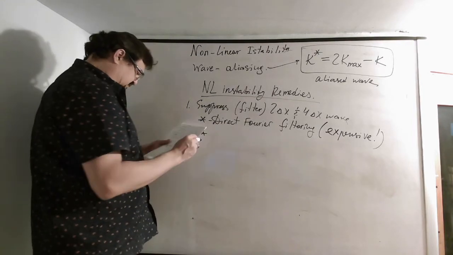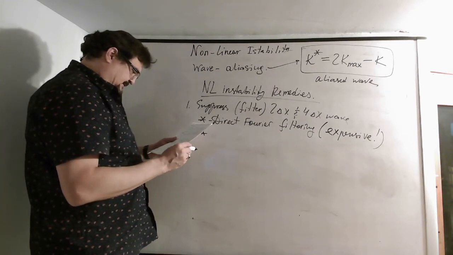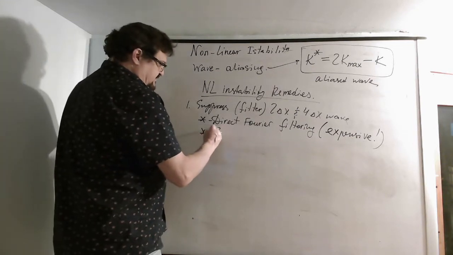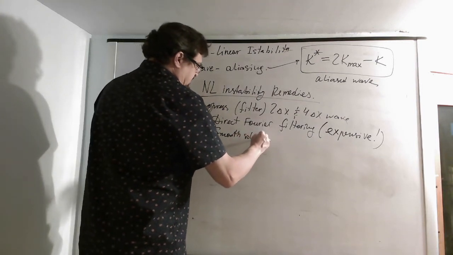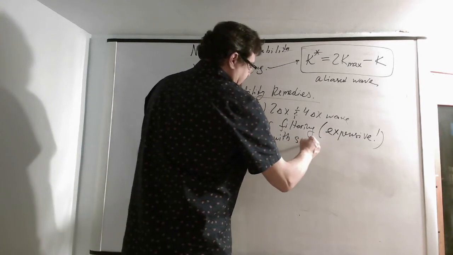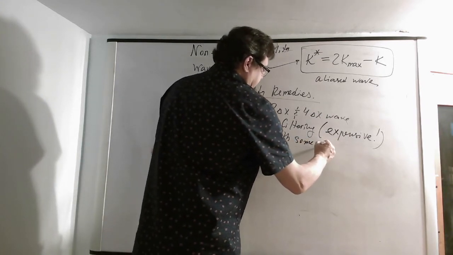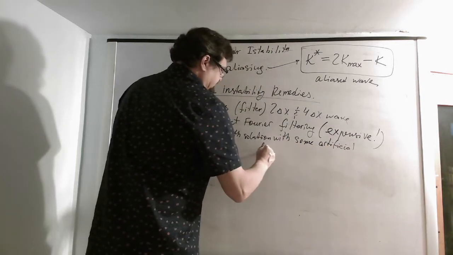Another way to suppress is to smooth the solution with some diffusion process, some artificial diffusion.